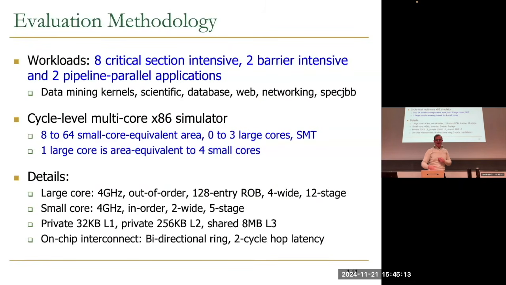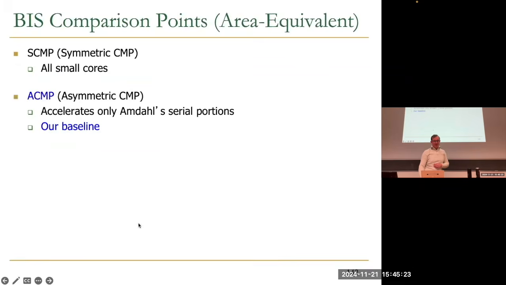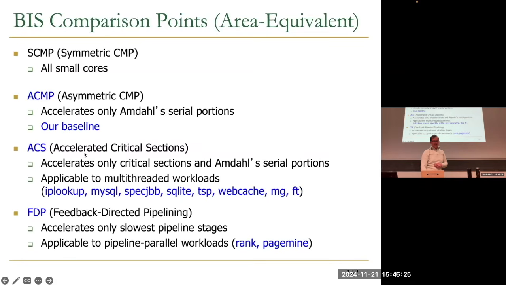Okay, so we evaluated this again using a bunch of workloads. These are other workloads that we added to the suite. And again, we have large cores or small cores. You can read more about them. These are the comparison points. So asymmetric multi-core, we already discussed that. It accelerates serial portions, and there's accelerated critical sections. And then there is something else called feedback-directed pipelining, which is applicable to pipelining. So accelerated critical sections was not applicable to pipelining.